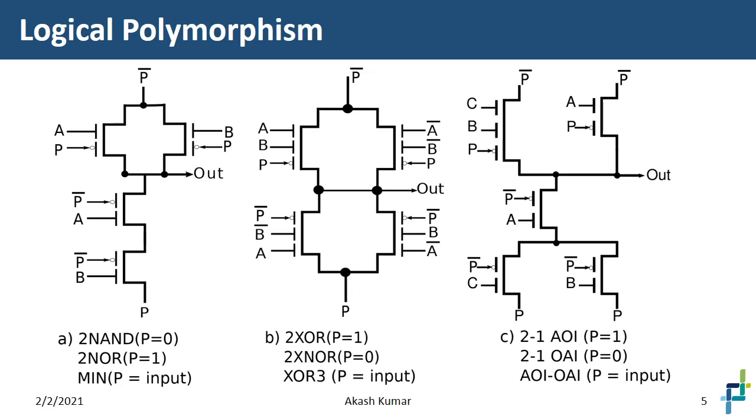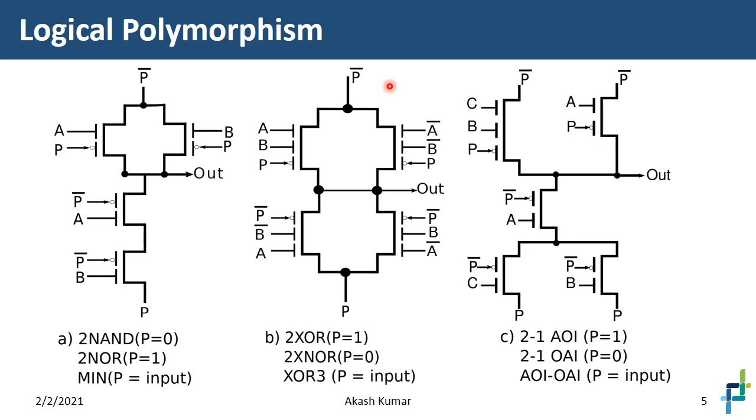Now, such logical polymorphism is shown over here. We have discussed the NAND gate, the NOR gate, and the minority gate I mentioned already on the left part over here. In the middle, we have the two-input XOR, two-input XNOR, or the XOR3, depending on the P input over here. So again, depending on the P value, this exact same layout, exact same circuit, can either be an XOR function or an XNOR function.